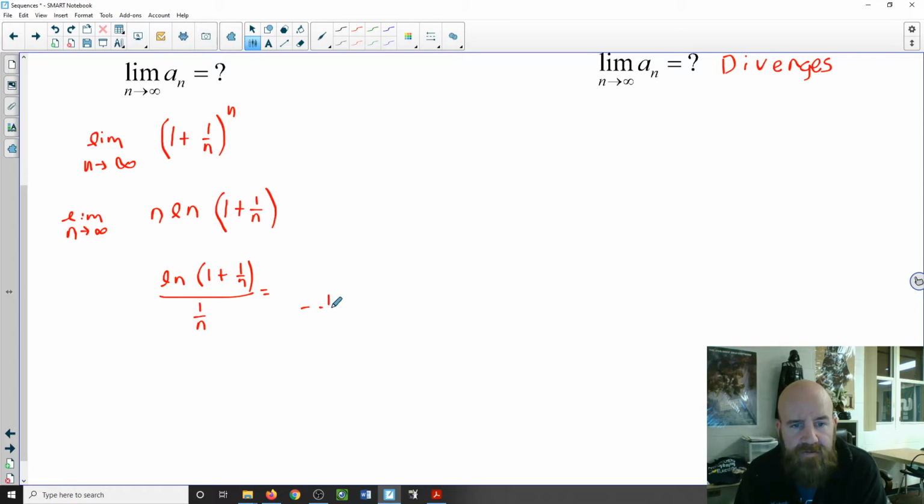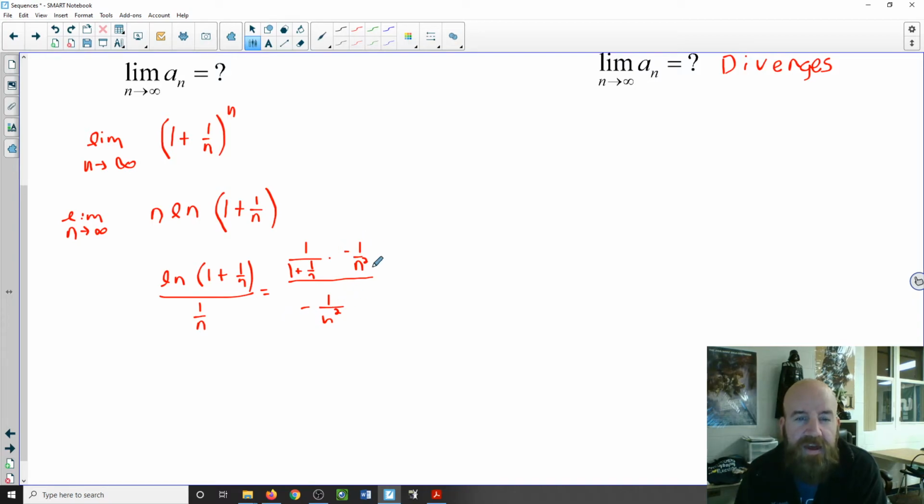Okay, so the bottom derivative would be negative 1 over n squared. The top derivative would be 1 over 1 plus 1 over n, times the derivative of the inside. The derivative of the inside is going to be negative 1 over n squared. Okay, so pause, make sure you see how we got these values.